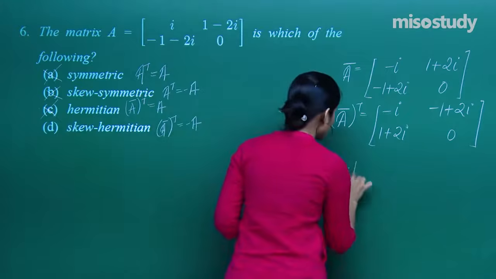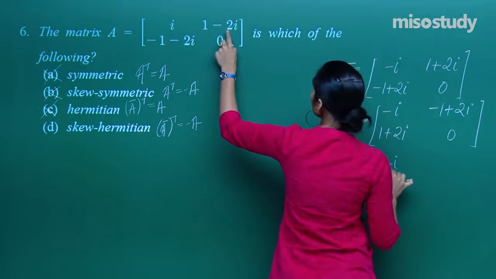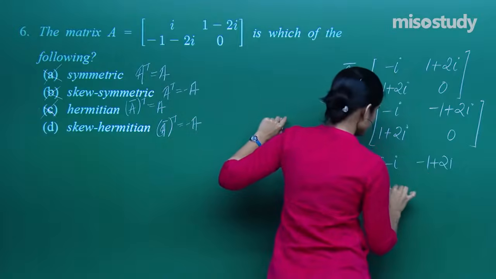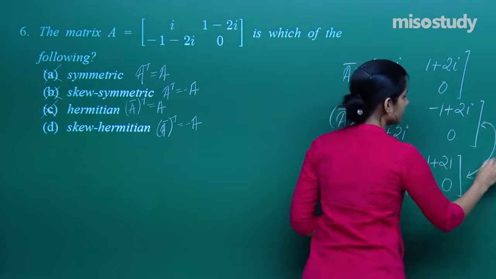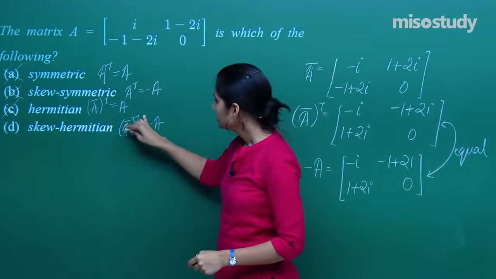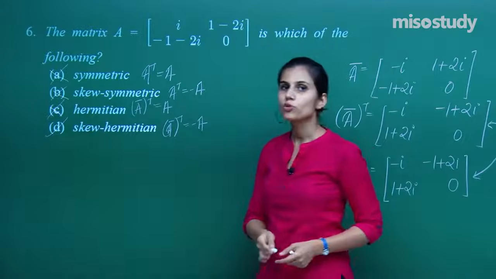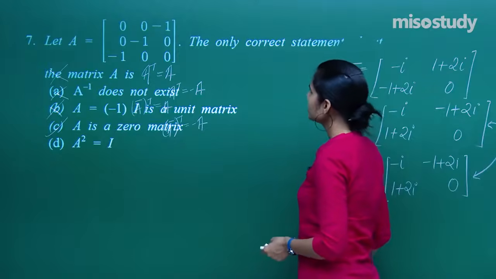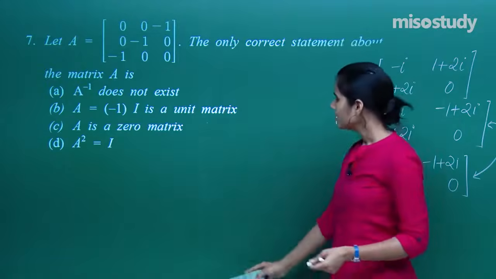But if I talk about minus A, it will be minus iota, minus 1 plus 2 iota, 1 plus 2 iota and 0. And you can see both these are equal. Therefore, you are getting that the transjugate of the matrix A is equal to minus A, and therefore A is skew Hermitian. Fine?